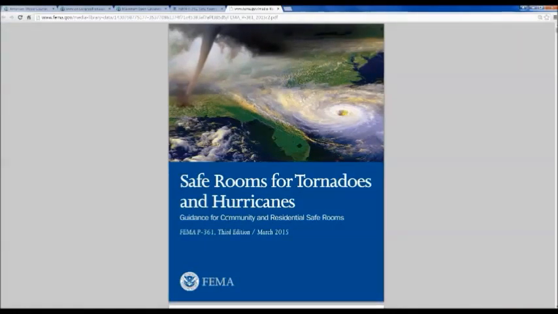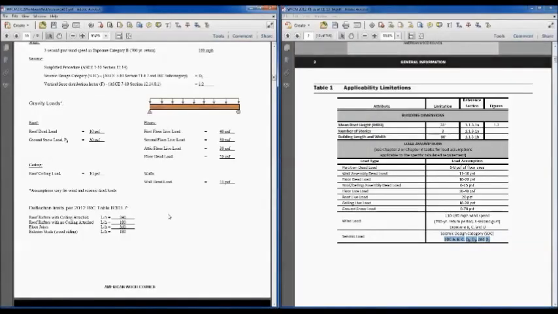If you want to take a look at this on your own, it does provide some pretty good commentary about hurricane loads versus tornado loads and whether or not you can map those out. I can't take the time here today to go through that. It's probably a webinar of its own, but just know that there is some good commentary in this document that might help you in that regard. So let's get back to the workbook and move on into some of the applicability limits.